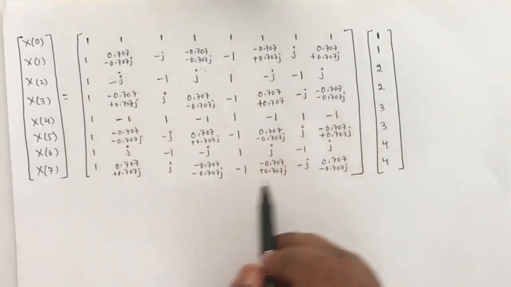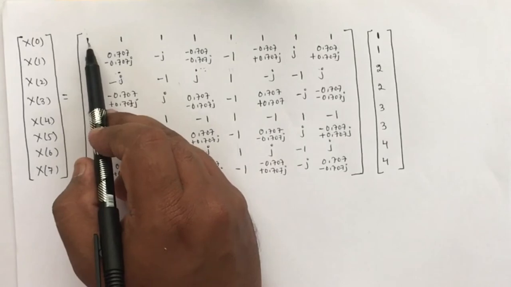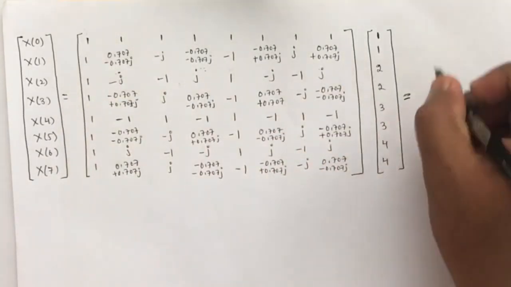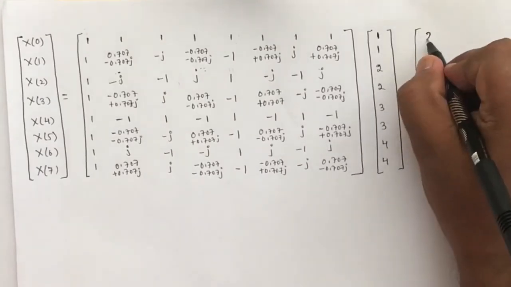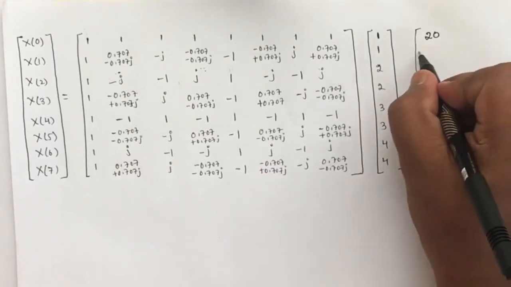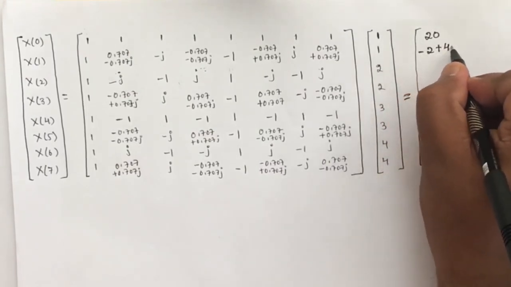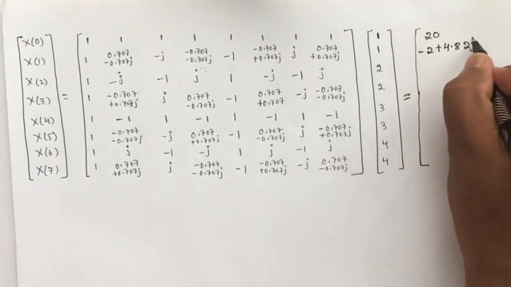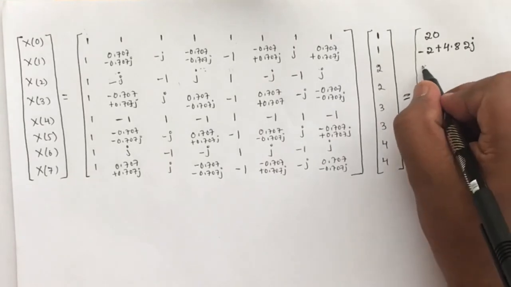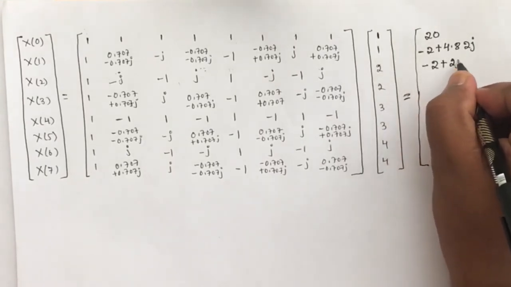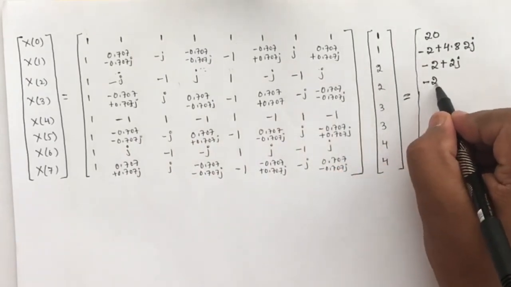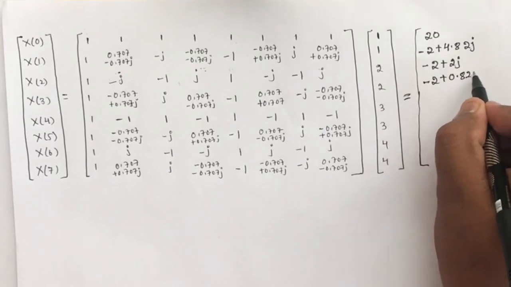Once you enter the values of the twiddle factor, you need to multiply the first row with this column. If you multiply those values, you will get 20. Second row with this column, it will be minus 2 plus 4.82j. Third row with this column, if you multiply, you will get minus 2 plus 2j. Fourth row with this column, it will be minus 2 plus 0.828j.